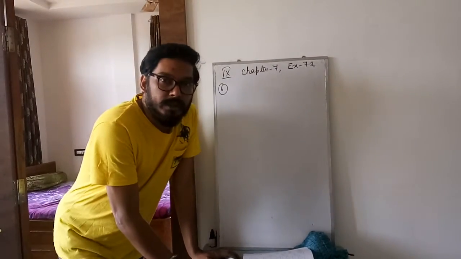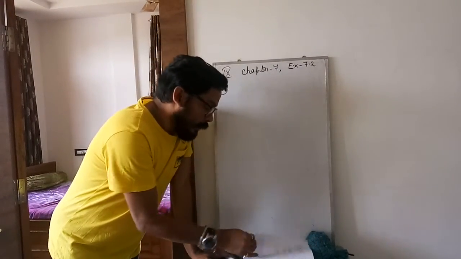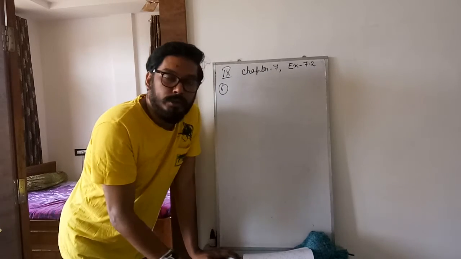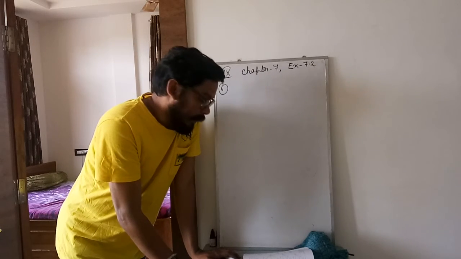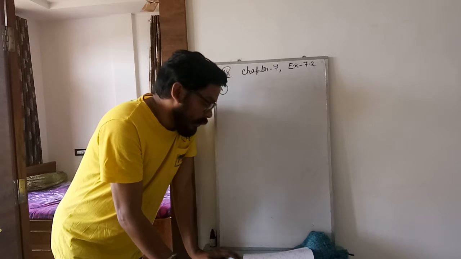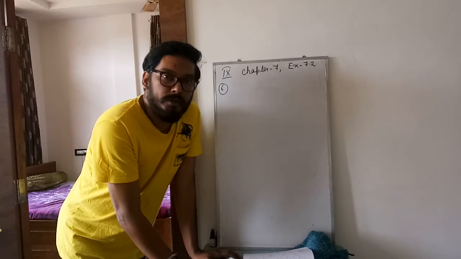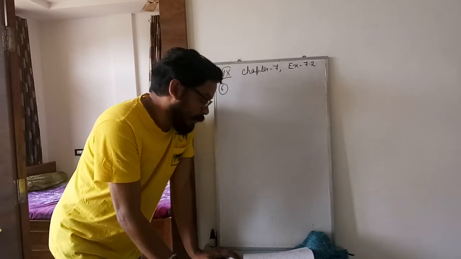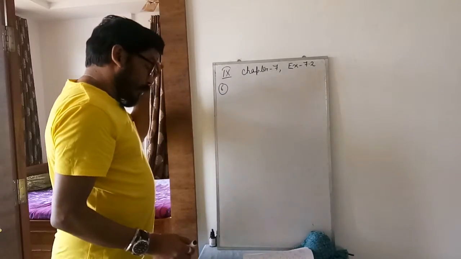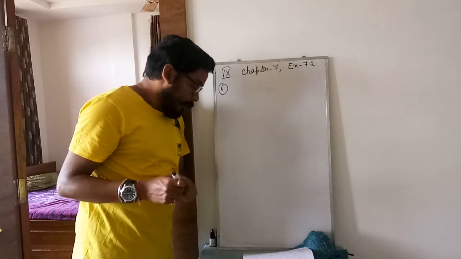Good morning, students. Today we will start with exercise 7.2, General Maths class 9. The previous session, up to question number 5, was already done. Today we will continue with question number 6. So question number 6, what does it say?